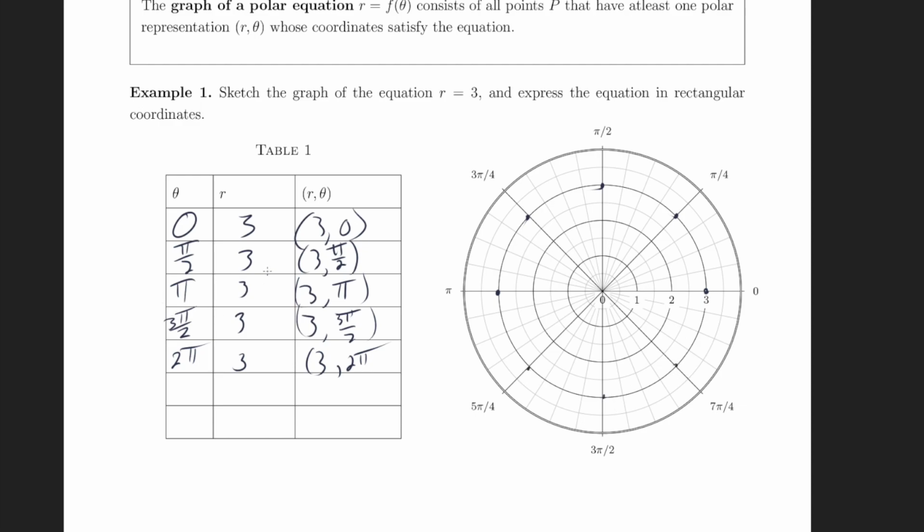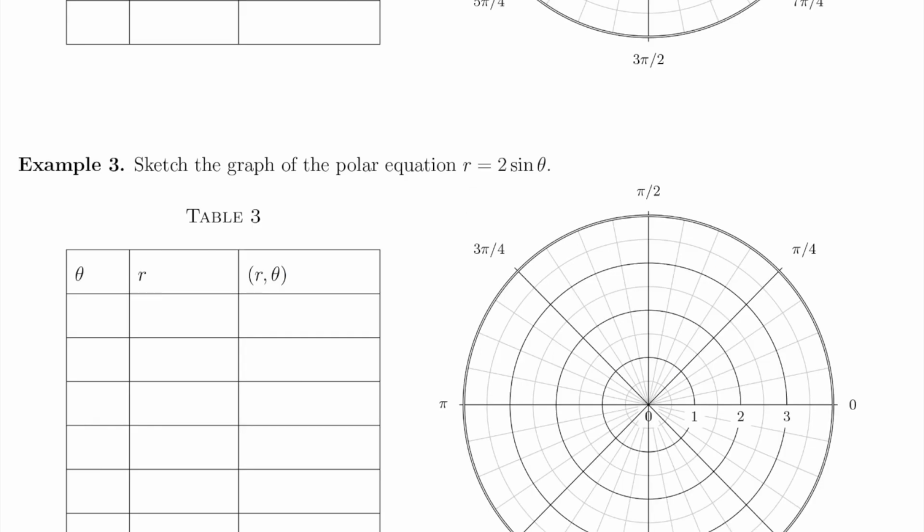And so here, r equals 3. What does this produce? It just produces a circle right around r equals 3. All right, so that produces a circle, and that's all there is to it. Now, it gets more complicated for sure.